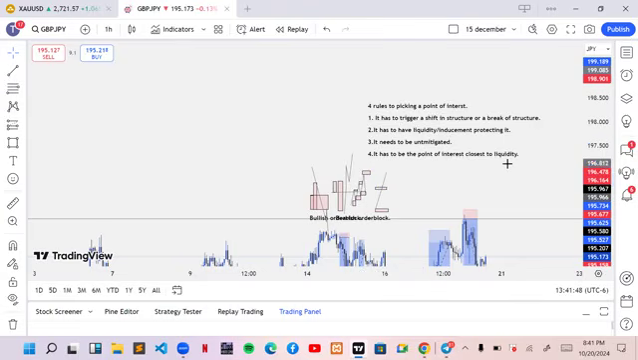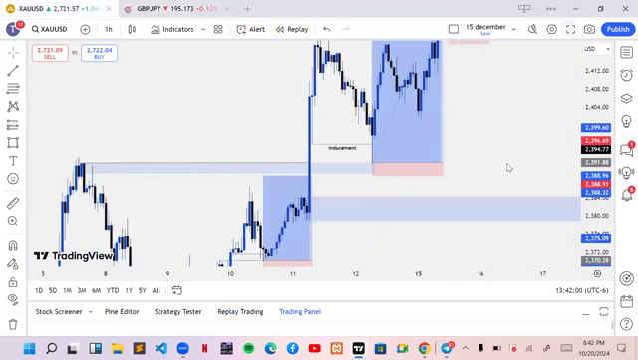Yeah, it has to trigger a shift of market structure or break of structure. It has to have liquidity or inducement protecting it. It needs to be unmitigated. It has to be the point of interest closest to the liquidity. Pay attention to this rule. We hardly lose these setups.